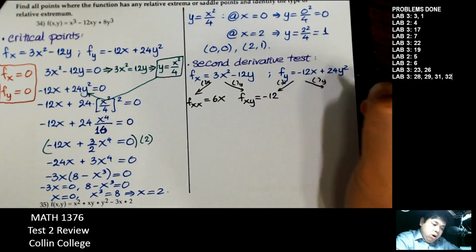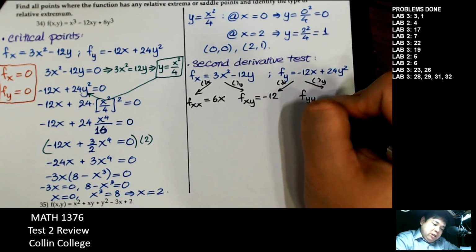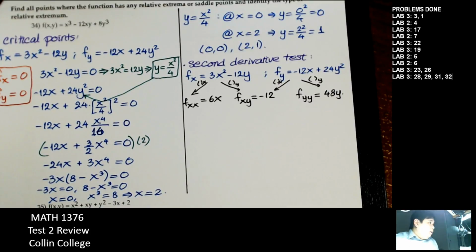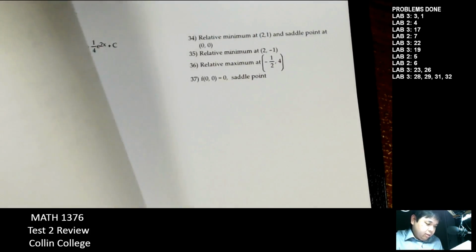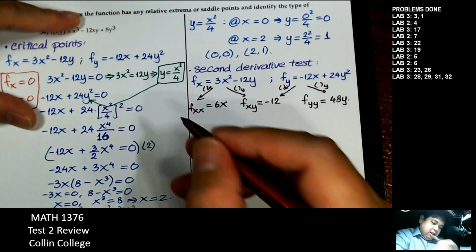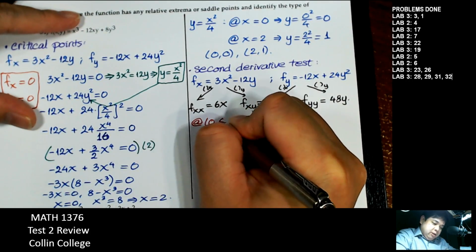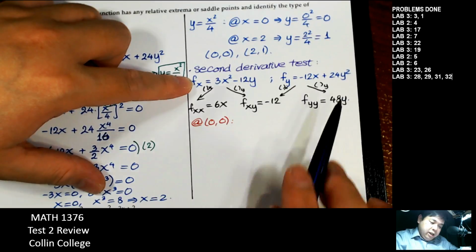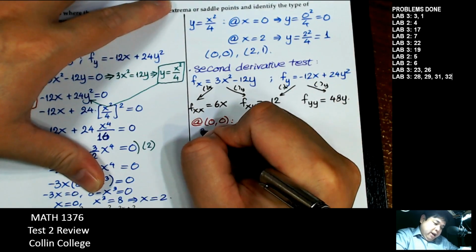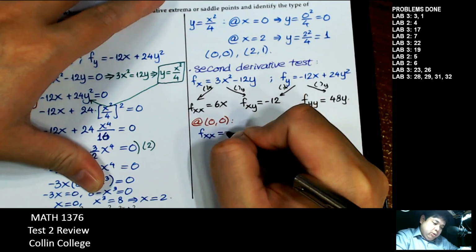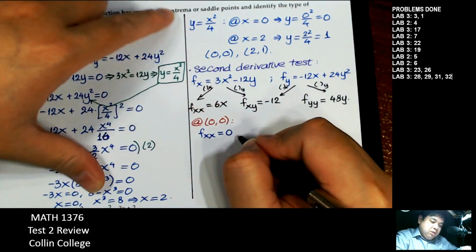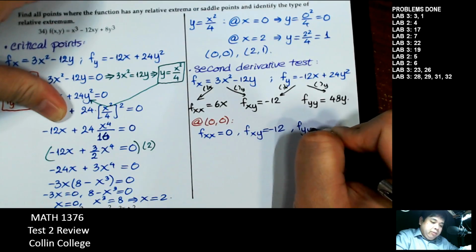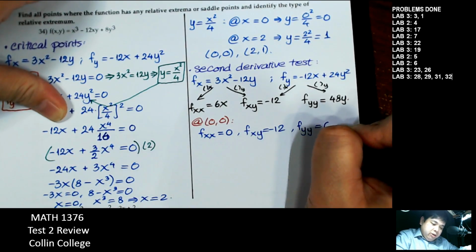And we take the derivative of this with respect to y, fyy is 48y. Now the derivative test at (0, 0). At (0, 0), I'm going to put 0 here, here, and here. So fxx is equal to 6 times 0, which is 0. fxy is negative 12. fyy is 48 times 0, which is 0.